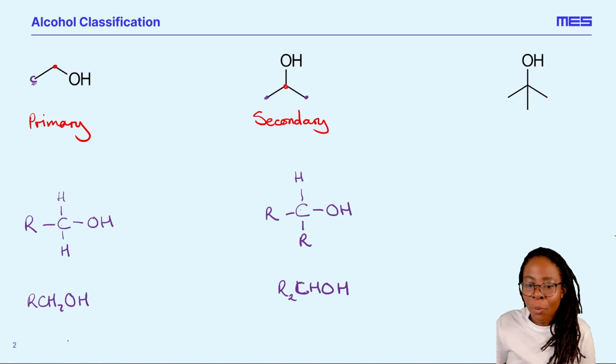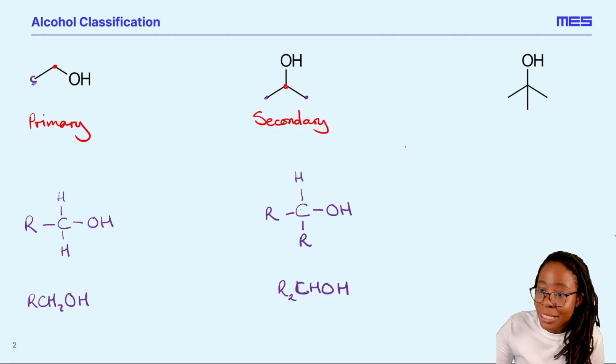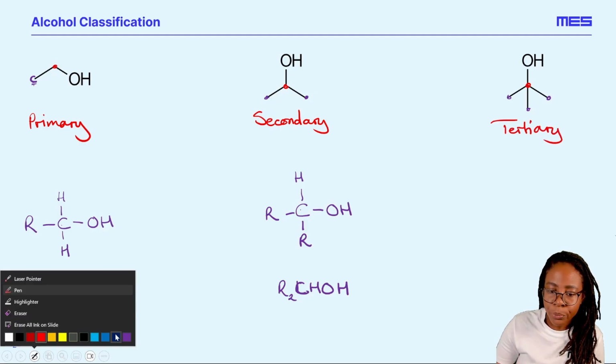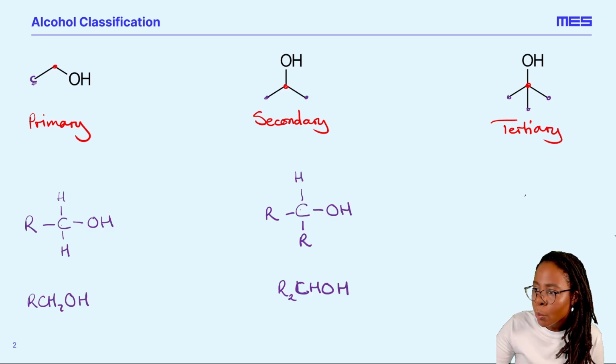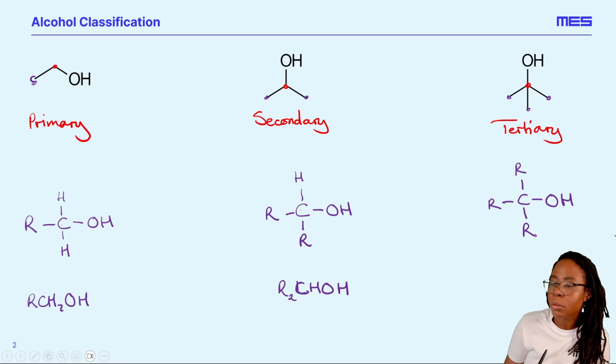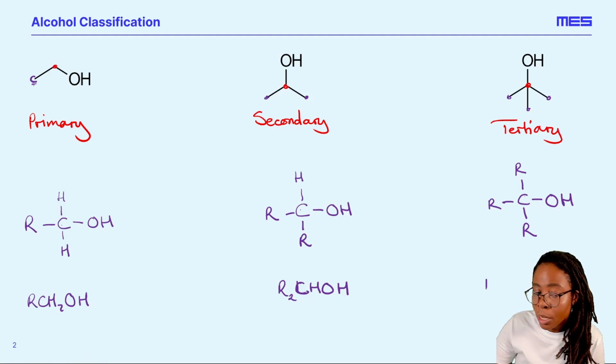And then our last one, you can probably do this for me, maybe you've even skipped ahead. On the carbon that's got the OH attached, we have got three carbons attached to that carbon. This is, of course, a tertiary alcohol, showing that again in a similar way. We've got our C-OH, and attached to that carbon, we've got no H's, we've just got R groups, more carbony things. Or in other words, R3COH.